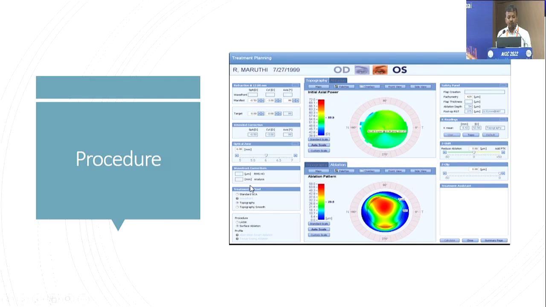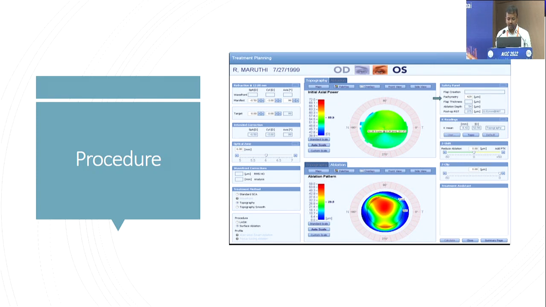And here we have 3 options in this platform. The first one is topography guided, which is what we are doing, called the Athens protocol. Then there is topography smooth, a software which just regularizes your cornea. It's like flattening the speed brakes on the road, so that you get better curvature on the anterior surface. And there is standard sphero-cylindrical correction. This gives a 3D image of the patient's cornea, which I'll show later.